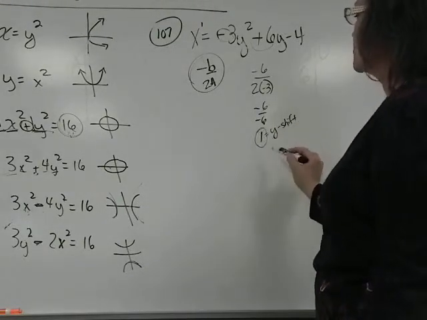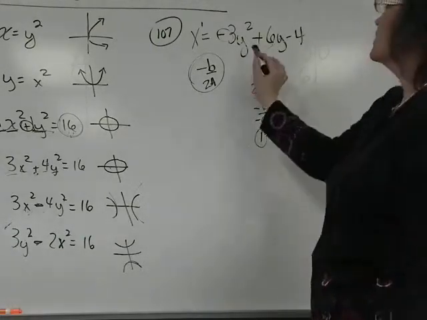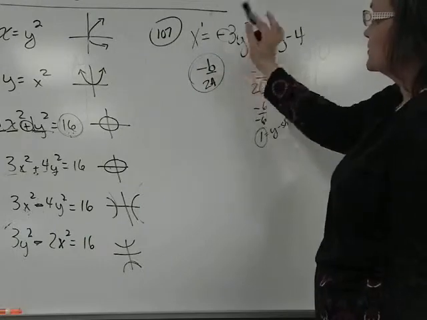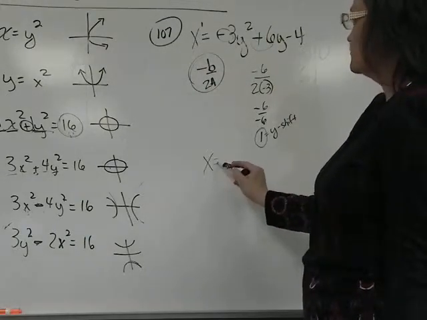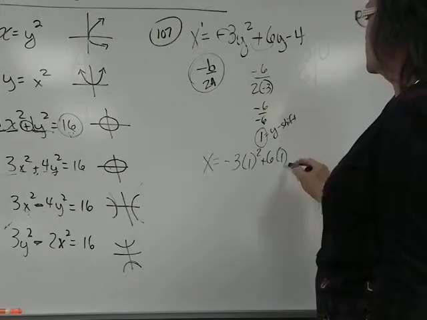Then we plug that number back in for these y terms because that does represent the y value, as I said, and that will give you x equals the x shift. So the x shift will be negative 3 times 1 squared plus 6 times 1 minus 4.